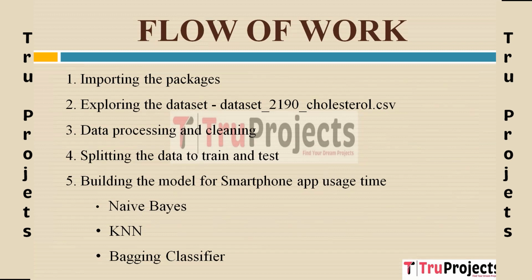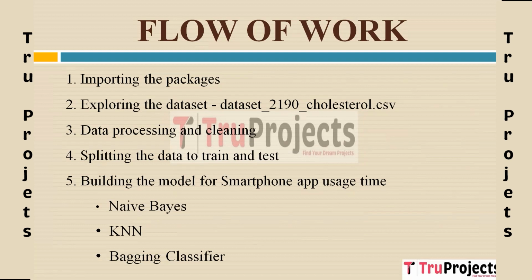This section focuses on creating machine learning models for predicting smartphone app usage time. Various algorithms are employed, including Naive Bayes. Naive Bayes is a probabilistic classification algorithm based on Bayes' theorem, used to predict app usage time. Naive Bayes is efficient for text classification tasks, which could be useful when dealing with app descriptions or user reviews that contribute to app usage analysis.